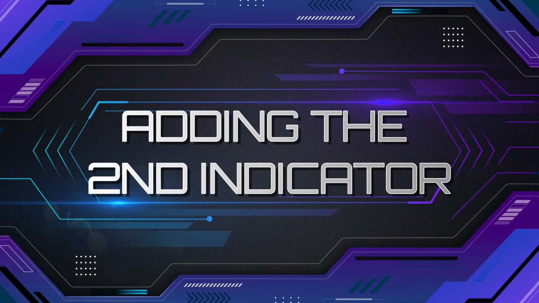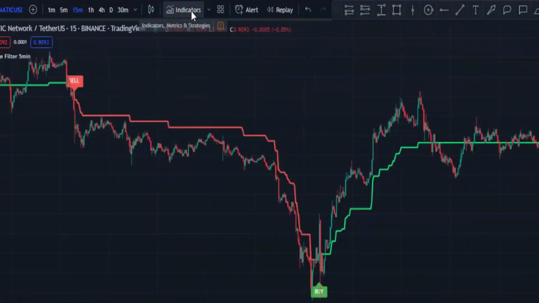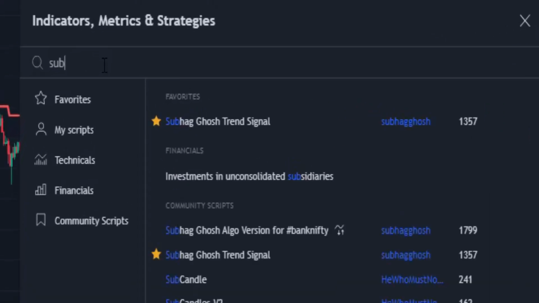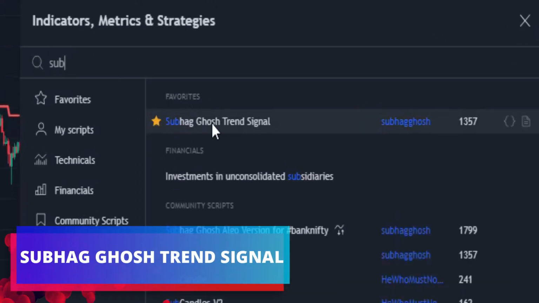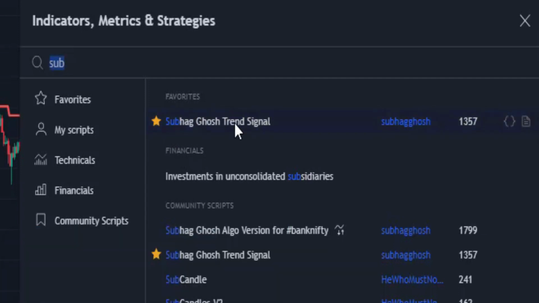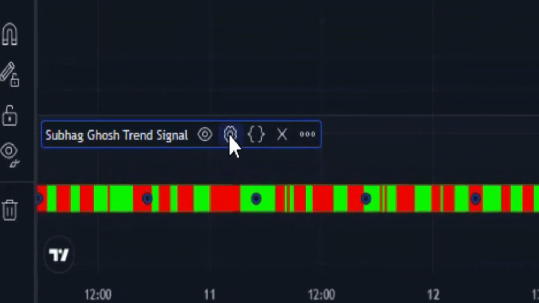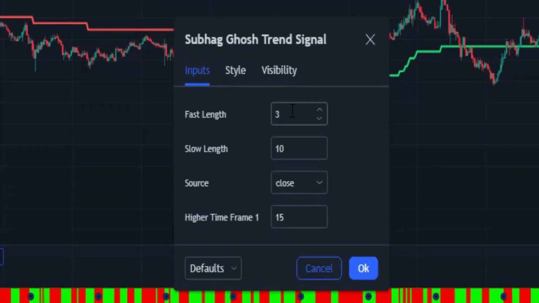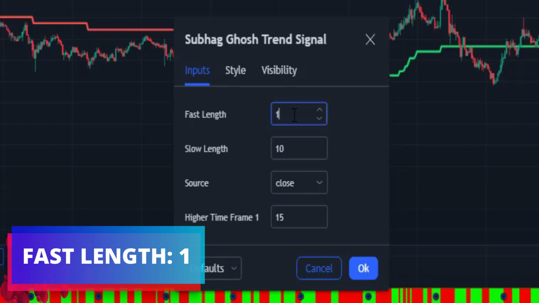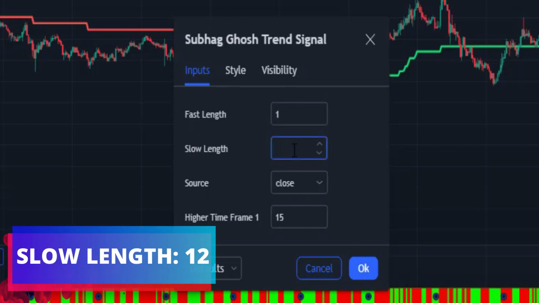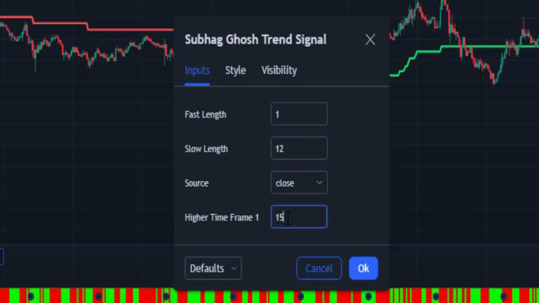Alright then, now it's time to add our second indicator. So please click on the indicators again, and in the indicators menu, search for sub-hedge and add this sub-hedge gauge trend signal to your chart. Now access the sub-hedge indicator settings, and in the inputs menu, set the fast length to 1, the slow length to 12, and the higher time frame to 240.